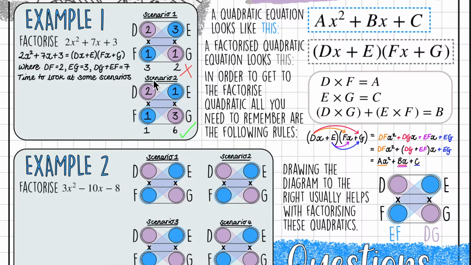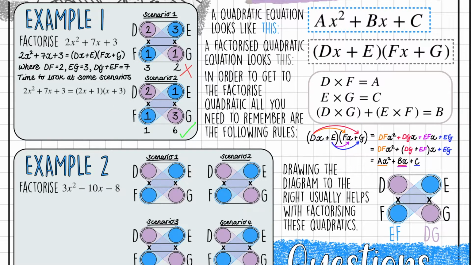These diagrams are really nice because they help you work out what these letters are, but they're also presented in a way that shows you how the brackets in the factorised expression will look. These numbers are in the first bracket, and these numbers are in the second bracket. This is the answer. 2x squared plus 7x plus 3 is equal to bracketed 2x plus 1 times bracketed x plus 3. As you can see, we have a 2 here, that's the 2 here. We have a 1 here, that's the 1 here. We have a 1 here, that's the 1 here. And we have a 3 there, that's the 3 there. So this is what I was saying, the diagram shows you how the factorised expression will look.